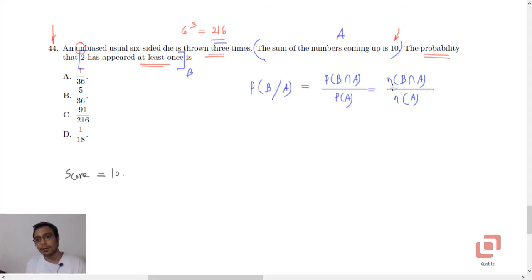So if we find how many elements are there in the intersection of A and B divided by the number of elements in A, that is, how many combinations, or permutations I should say, are possible which add up to 10, that will be our answer.